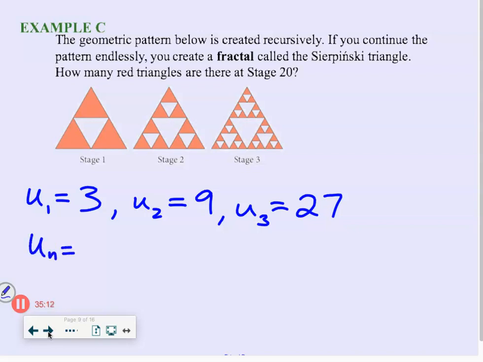You're multiplying by 3 each time. Before we move on, I want you first to give me a u sub n for this sequence. Give me a general term for this sequence. u sub n equals u sub n minus 1 times 3.